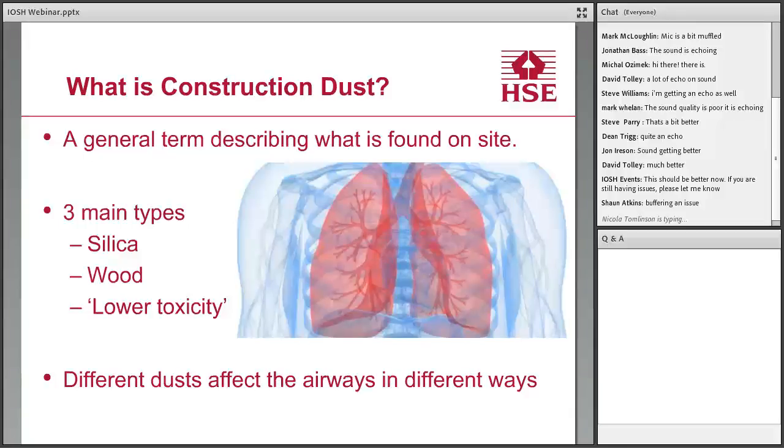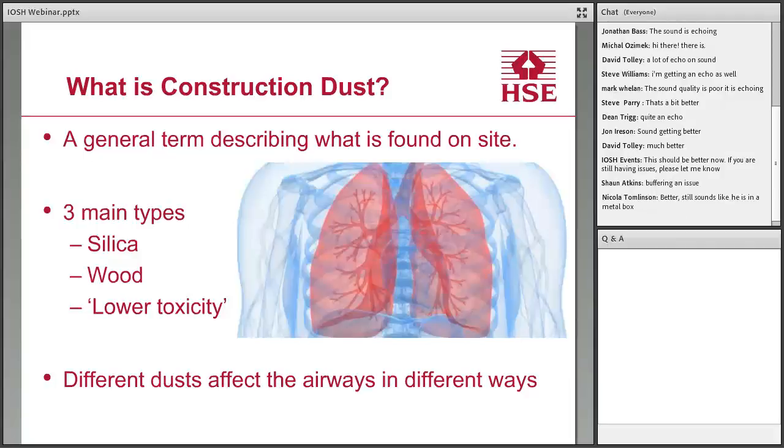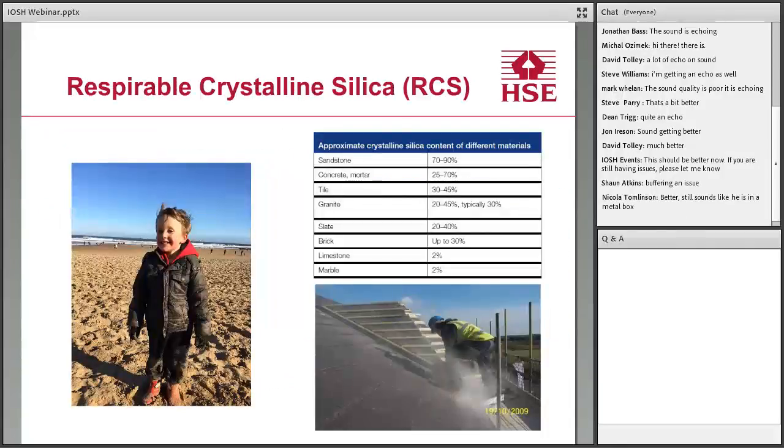But within that, obviously, there are different types, and those different types affect the airways in different ways. So it's important to understand which type you're dealing with to be able to put in the correct risk control strategy. The three main types we're dealing with are silica, wood, and what's called lower toxicity or other dusts. Now, respirable crystalline silica, I'm sure many of you are familiar with this.